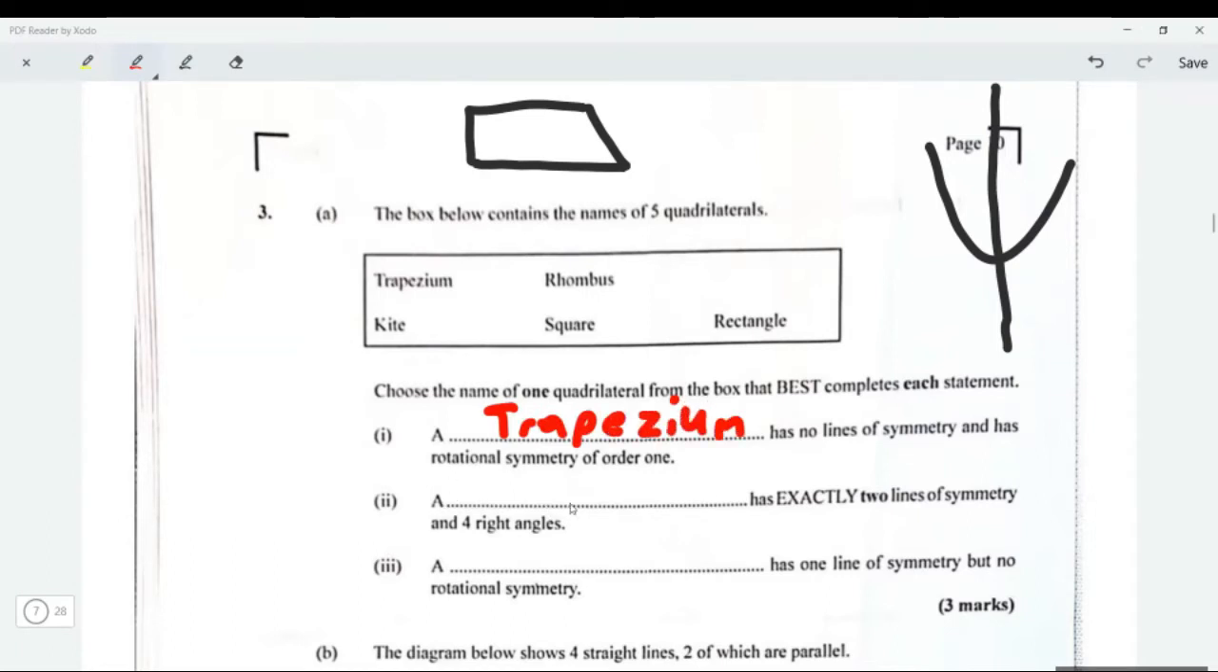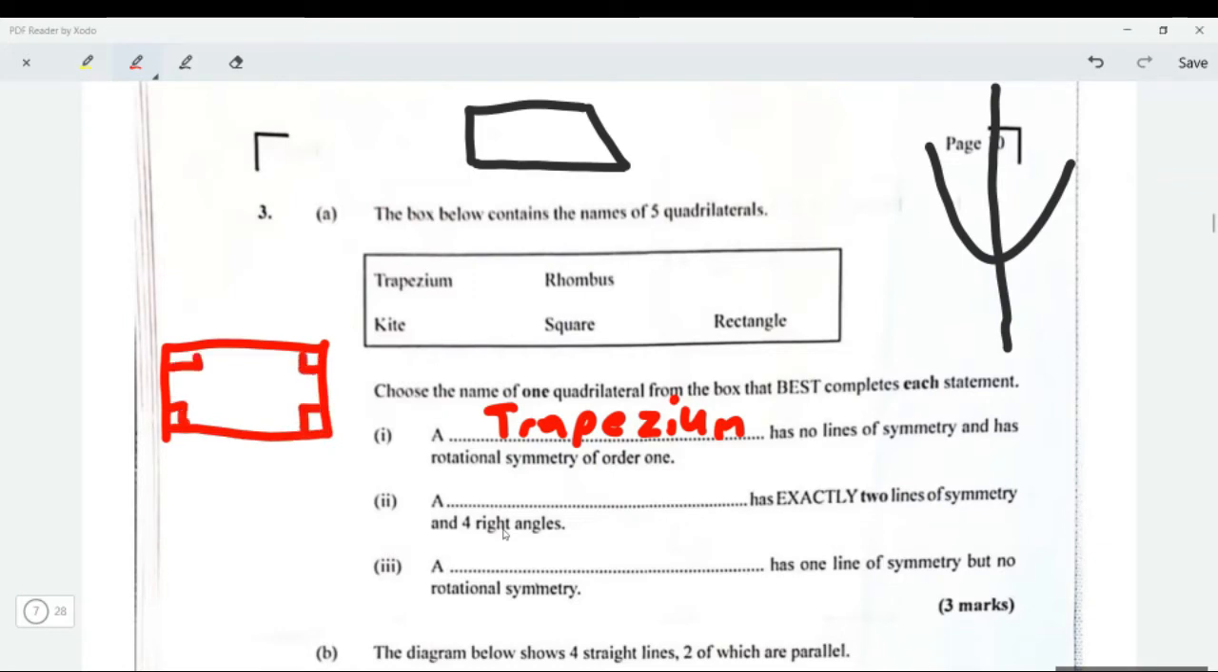Now it says a dash has exactly 2 lines of symmetry and 4 right angles. The key thing, it says exactly. Now there are 2 shapes that have exactly 2 lines of symmetry. It can be the rhombus or the rectangle, but then it says it has 4 right angles. A rectangle has 4 right angles and not a rhombus. This is a rectangle.